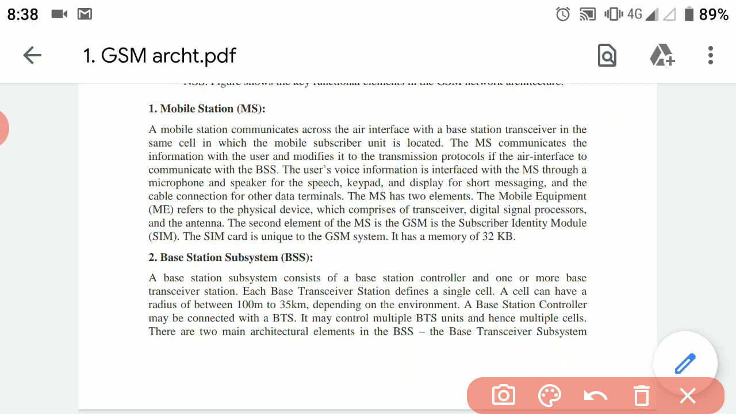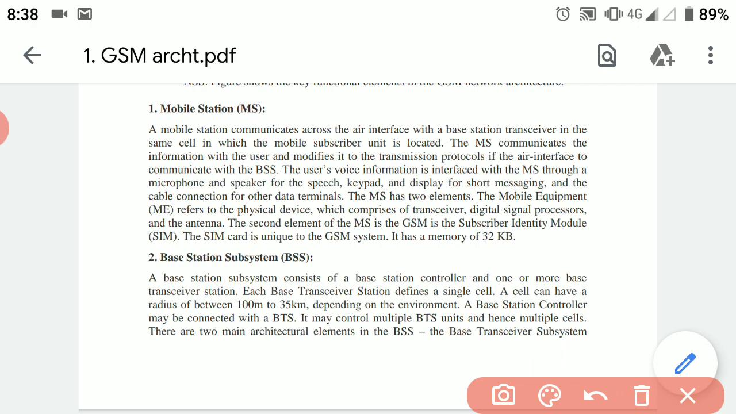The user voice information is interfaced with the mobile station through a microphone and speaker for the speech, and this information can be generated by a microphone, speaker, by any short message, keypad information. Any information can be transmitted by this user.